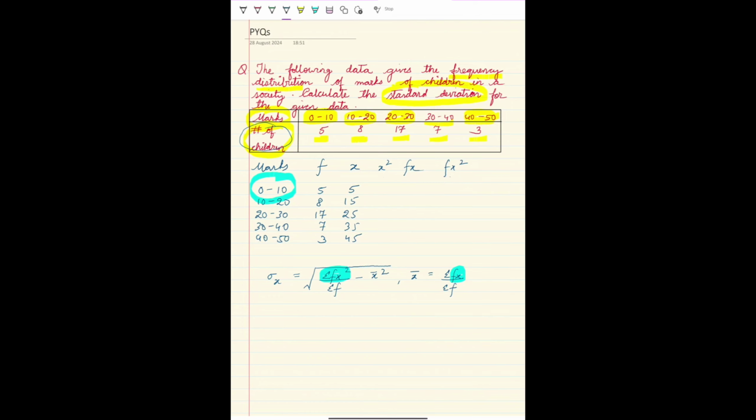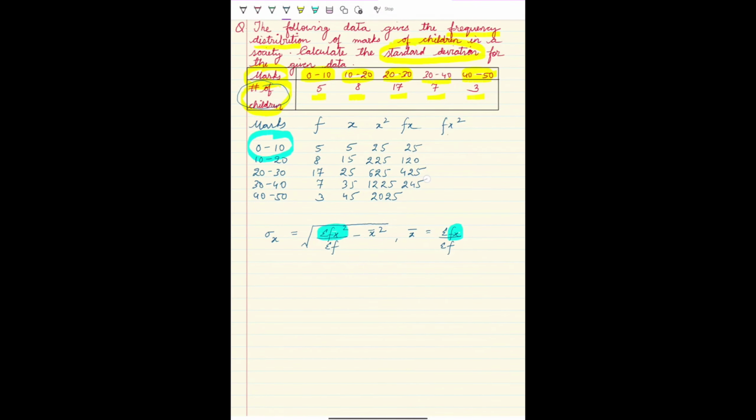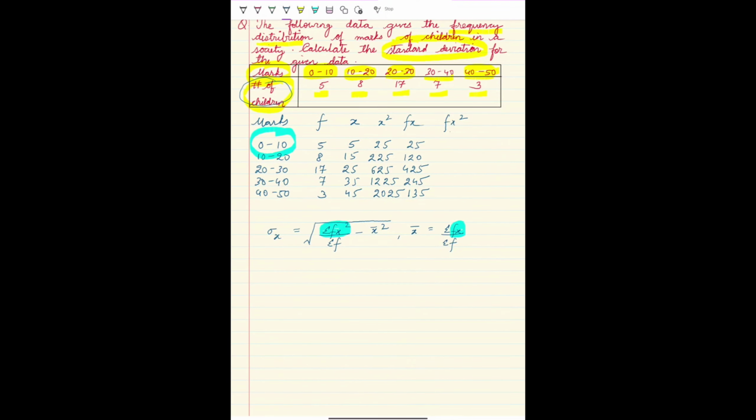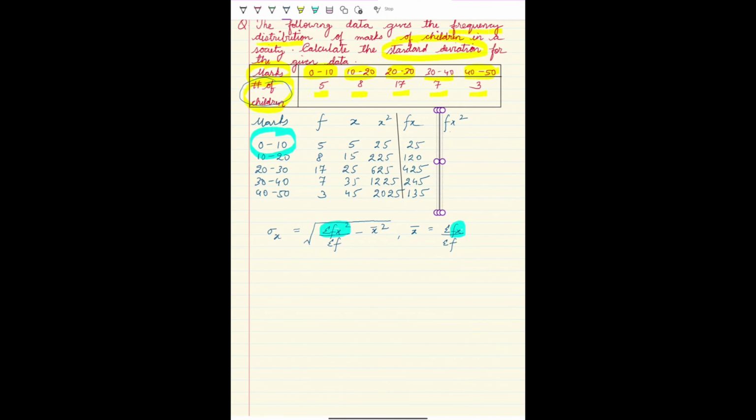I have my calculator equipped with me. So x squares are going to be 25, 225, 625, 1225 and 2025. Now let us have fx. Let me just draw one fine line so that we can distinguish. Now moving on to fx square.